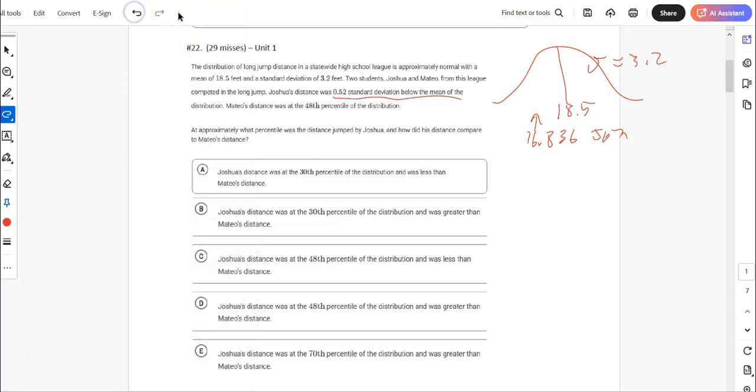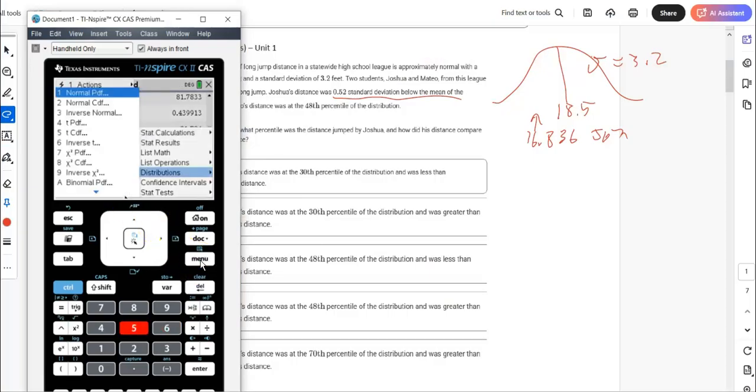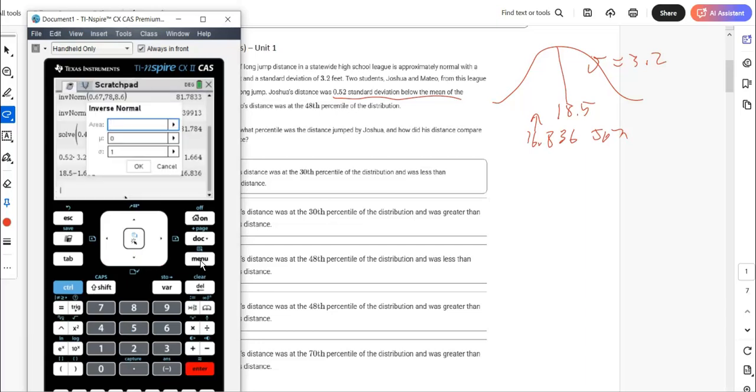Okay, and the second guy was at the 48th percentile. So we've got to find what the 48th percentile is. Again, this is a good case for inverse norm. So let's just let the calculator do everything for us here. So menu 6, 5, inverse norm. And that is to the left.